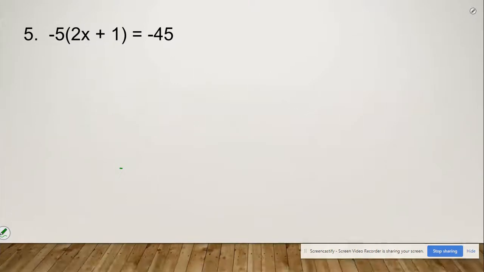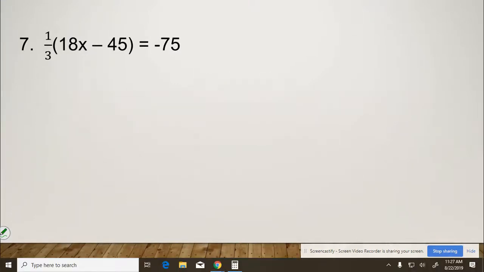All right, moving on. I skipped 6, you'll come back to that. Let's look at 7. So in number 7, we have a third. So now we have a fraction of 18x minus 45 equals negative 75. So we're going to multiply this fraction by both terms inside the parentheses. Now, when we're multiplying by a fraction, remember, it's like dividing by the denominator and multiplying by the numerator.